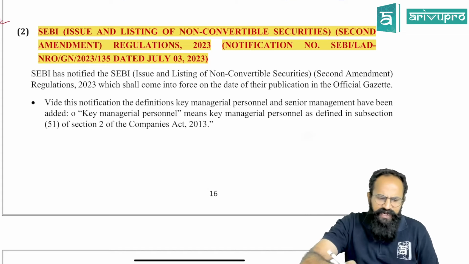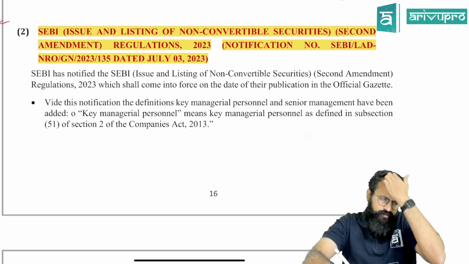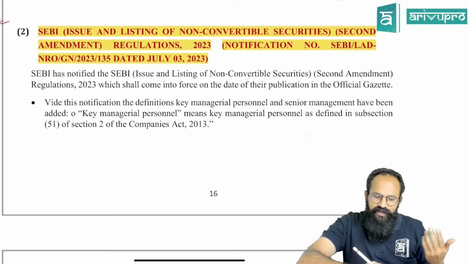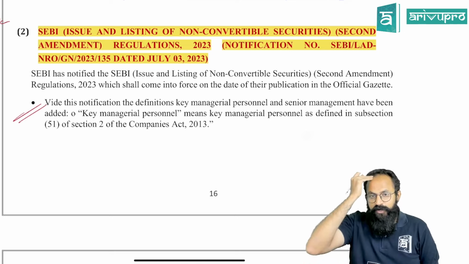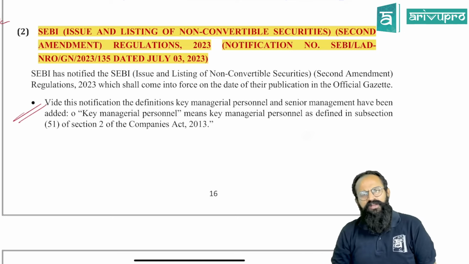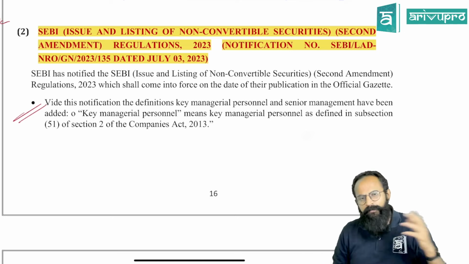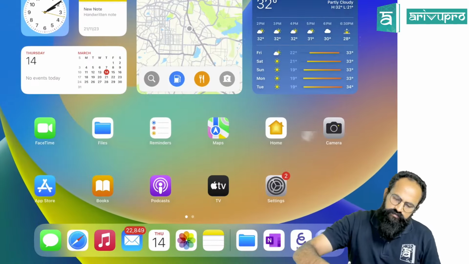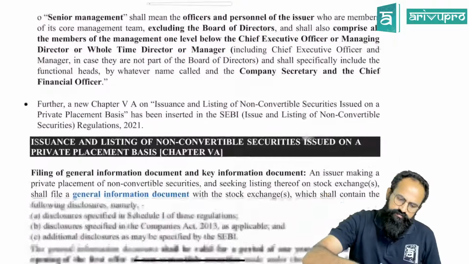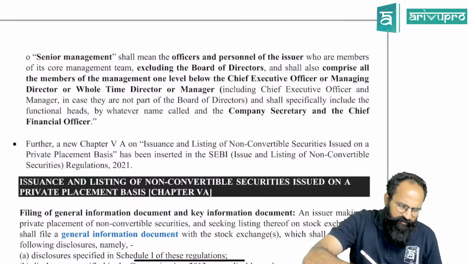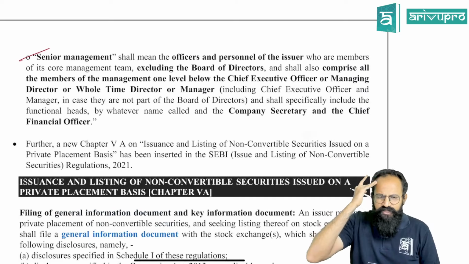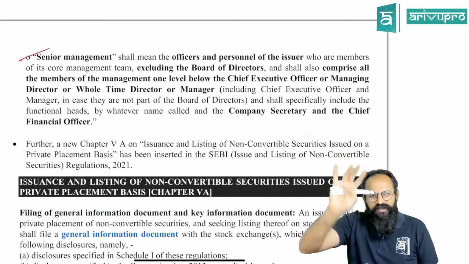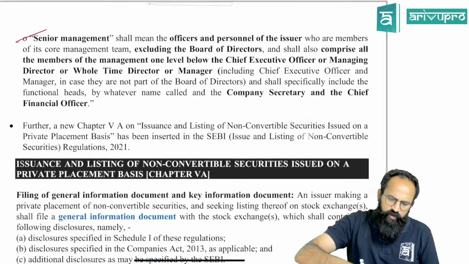Next one, sir. They've added a few definitions in here also. What is that? Whatever is the KMP definition in the Companies Act, that entire definition has been copy pasted even in this particular provision as well. So today, whoever is considered as KMP in the Companies Act, the same people are considered as KMP according to this chapter as well. Here. Next one, sir. They have added one more definition called senior management, and they have added again the same people in and around KMP. Again, an okay thing only.